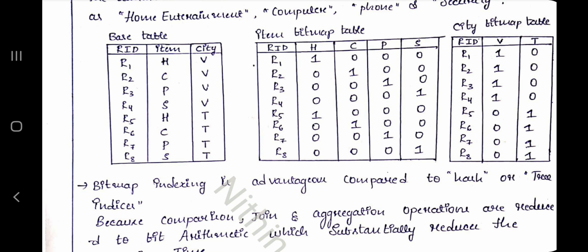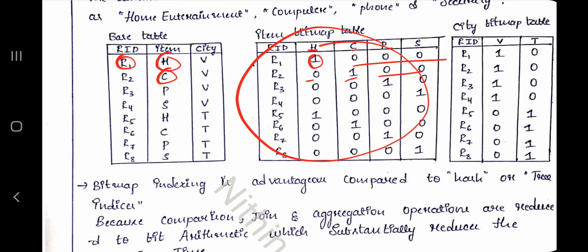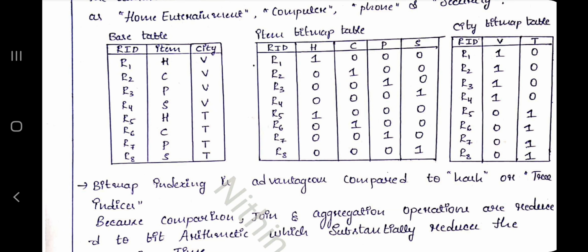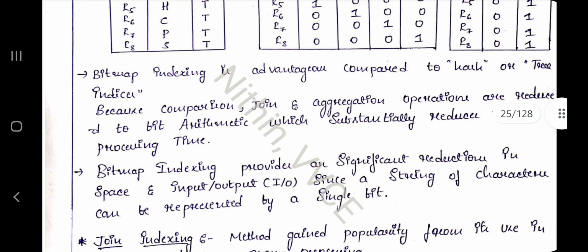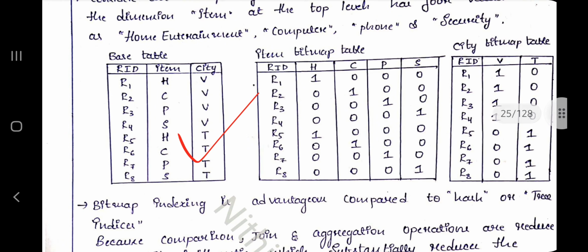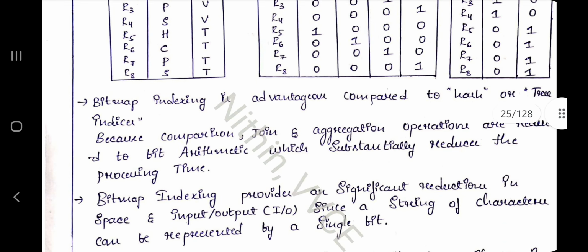Now if I have to represent it in this format, I'll write H, C, P, S. So R1 is what? H, right? So only H will be 1, the rest will be 0. R2 is what? C only, right? So only C will be 1, the rest will be 0. Like that, the representation in this format is known as bitmap representation. Nothing more, nothing less. This much is sufficient. If you understand this, you can easily write the top and the bottom theory which is mentioned here.